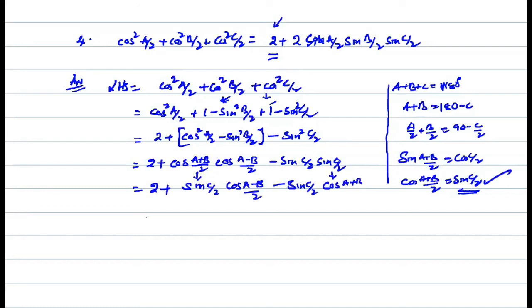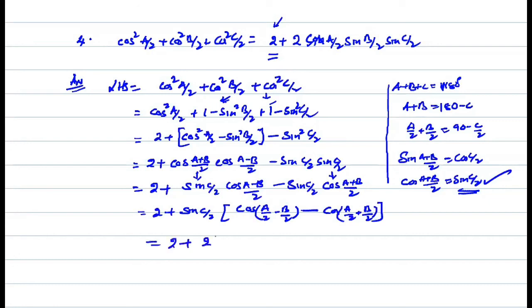Now what we can take common is sin c by 2. If you take it common, the remaining is cos of a by 2 minus b by 2 minus cos of a by 2 plus b by 2. Looking at the formula, cos a minus b minus cos a plus b is 2 sin a sin b. So 2 plus 2 sin c by 2 times 2 sin a by 2 sin b by 2. There is 2 plus 2 sin a by 2 sin b by 2 sin c by 2, so there is the RHS. Very simple problem. You can try this.